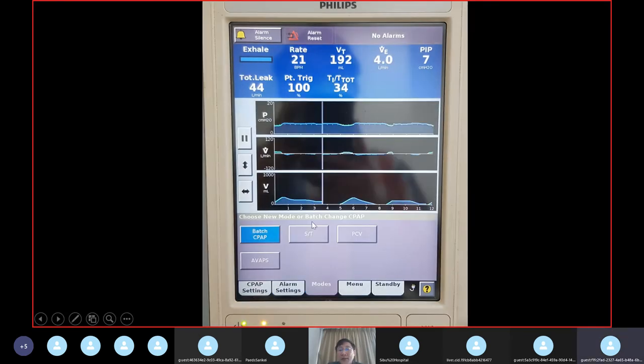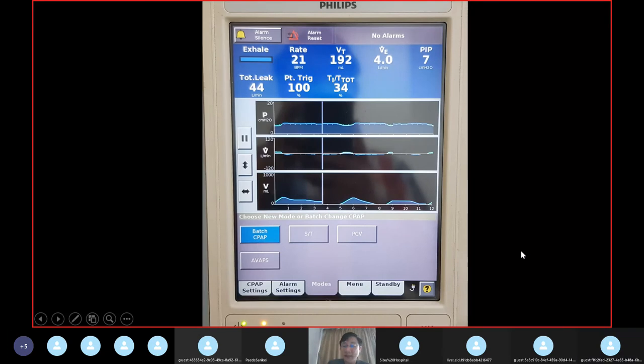Then you come to the modes. In this machine, there are four modes, as we discussed earlier: CPAP, ST, pressure control ventilation, and AVAPS. What does batch mean? Batch basically means that at the moment you are in this active mode. When you have batch, that means you can change a lot of settings in one go. So that's what batch means. It doesn't really mean anything else. It's just that you are at the moment in this active mode, and then you can make a lot of changes in this mode.